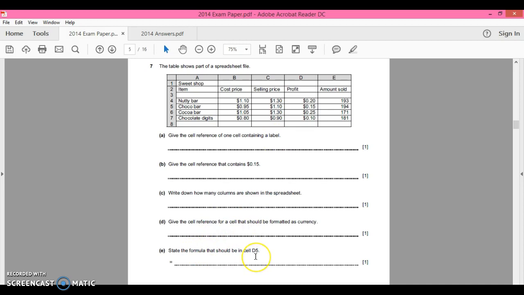Now, state the formula that should be in cell D5. If we look at D5 here, this is just, again, about looking. Just look, okay? So the Choco Bar has been bought for 95 cents. They sell it for $1.10. So the profit is 15 cents because they have to pay the costs. All they've done is simply subtract 95 from 110, and what's left is their profit. Okay? Now remember, oh, it's already here. All formulas begin with equals. Now I hope that helps you.